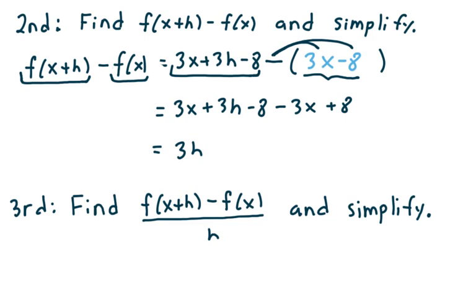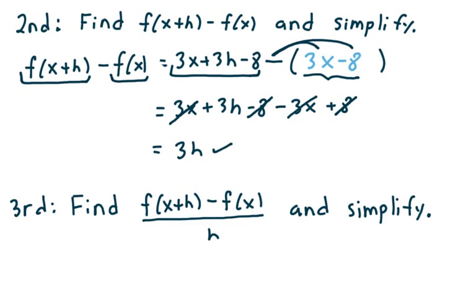Now notice, negative 8 plus 8 is equal to 0. So that allows me to cross off the negative 8 and the positive 8. And 3x minus 3x is equal to 0, which allows me to cross off the 3x and the minus 3x. And what we have left is 3h.